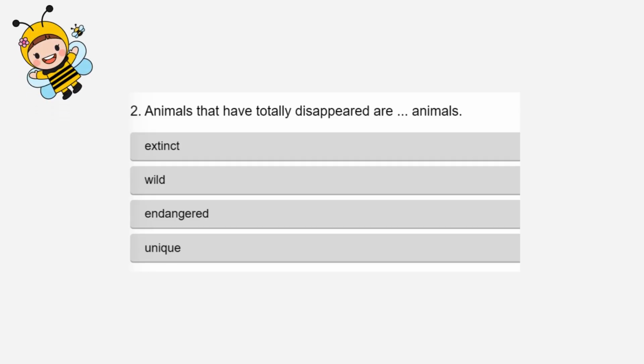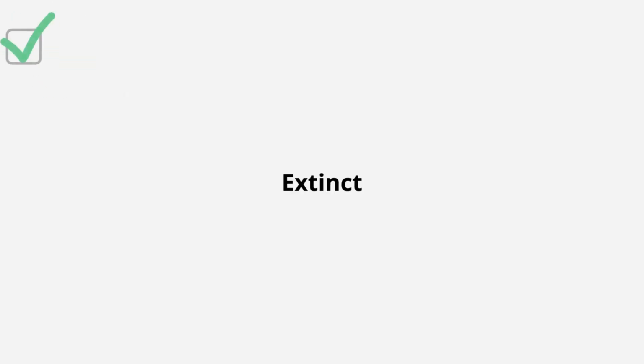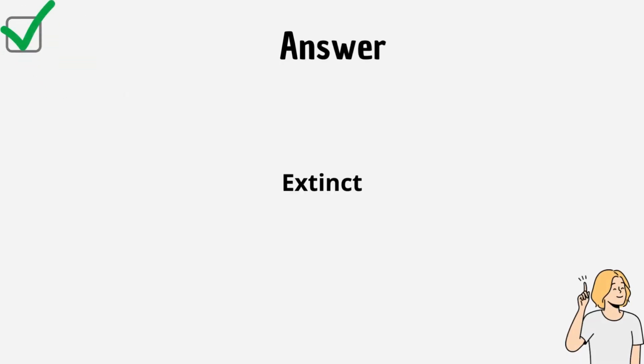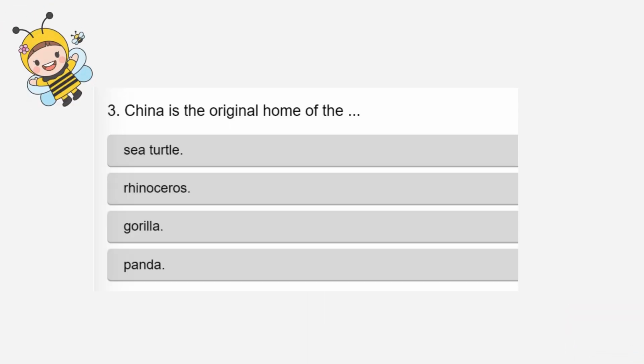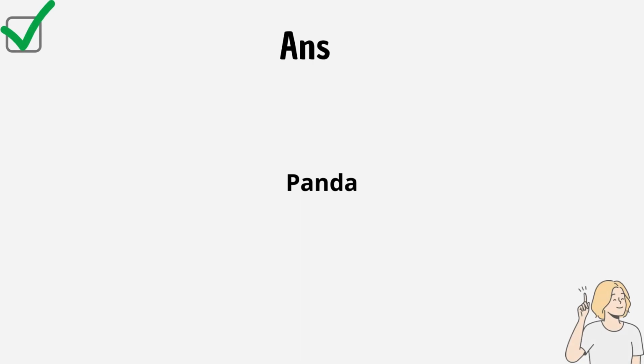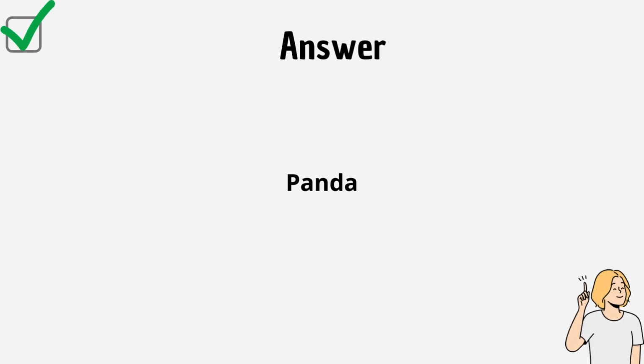Animals that have totally disappeared are animals. Unique. Endangered. Wild. Extinct. Look at the answer. China is the original home of the sea turtle, rhinoceros, gorilla, panda. Look at the answer.